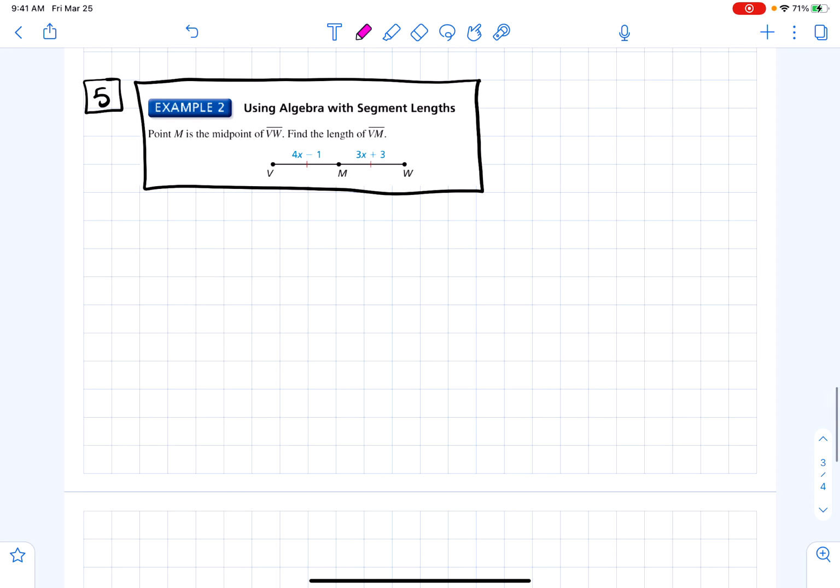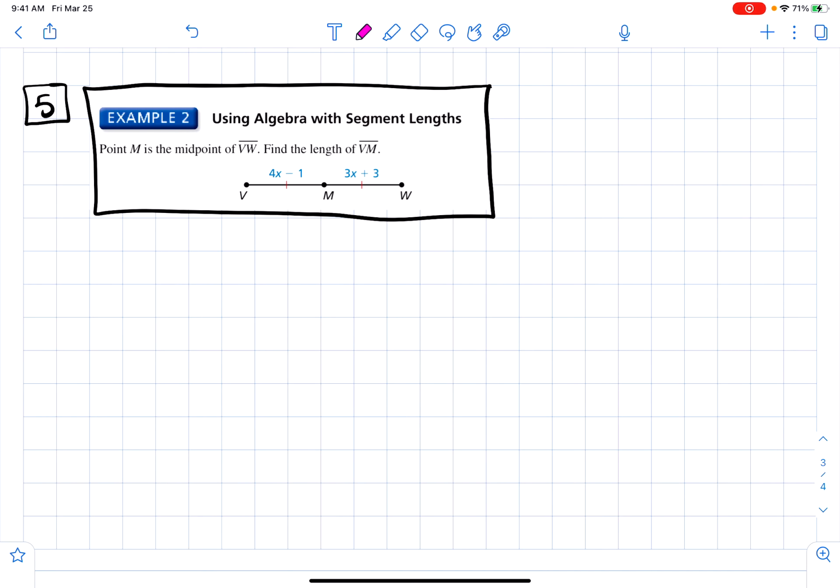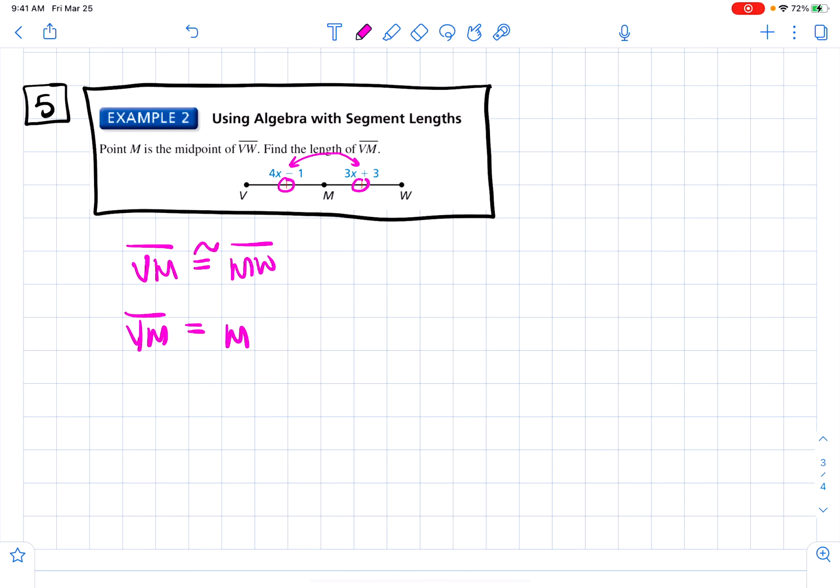Okay, lastly, box number 5. It says, using algebra with segment lengths. So it says, point M is the midpoint of line segment VW. Find the length of VM. Okay, no problem. So it looks like if M is the midpoint, that means that this segment and this segment are congruent. They have the same length and the same size and the same shape. So therefore, I can say that segment VM is congruent to segment MW. That tells me that VM is equal to MW.